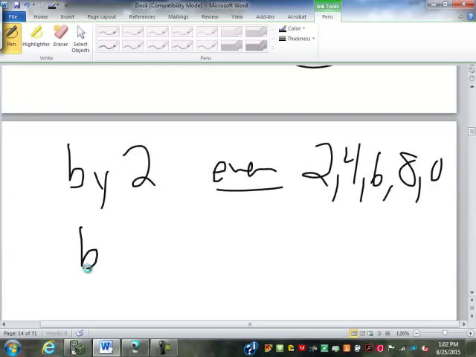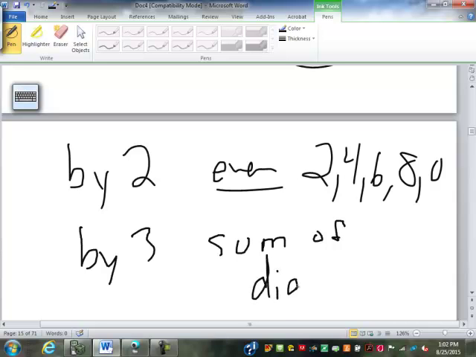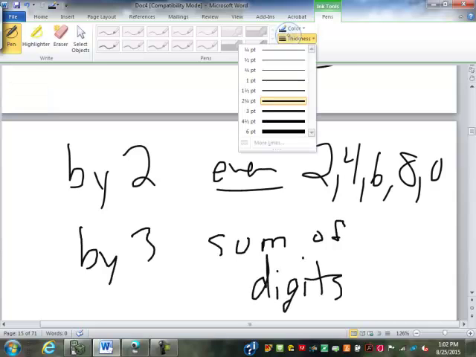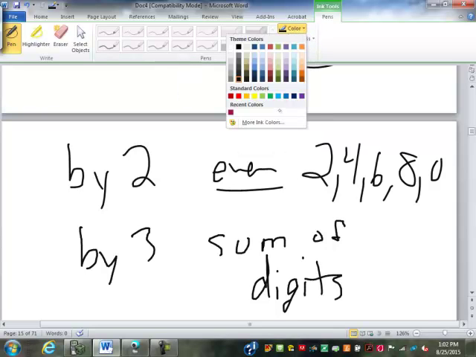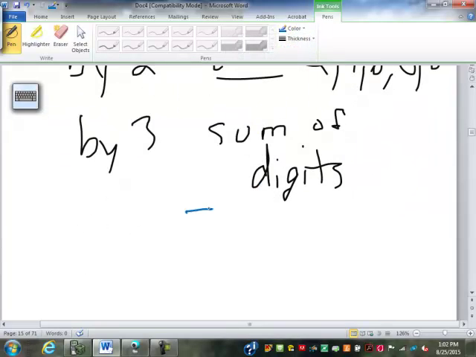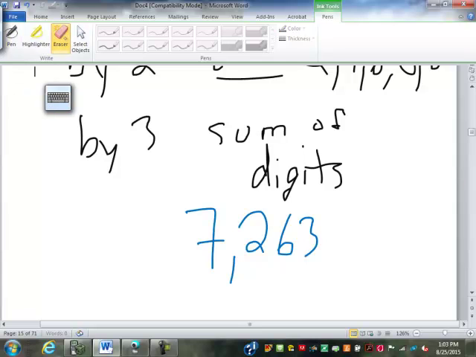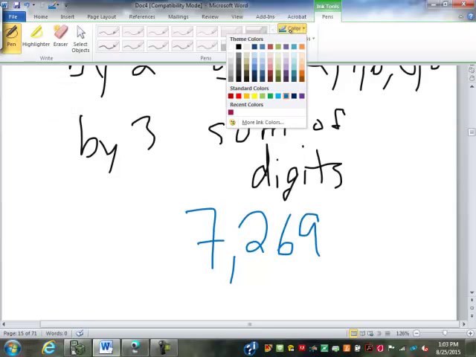You know, if something can be divided by 3, no, it doesn't have to be odd because 6 is divisible by 3. It's the sum of the digits. Let me give you an example here. Let's do 7,269. Looking at this, how can I tell whether this is divisible by 3?